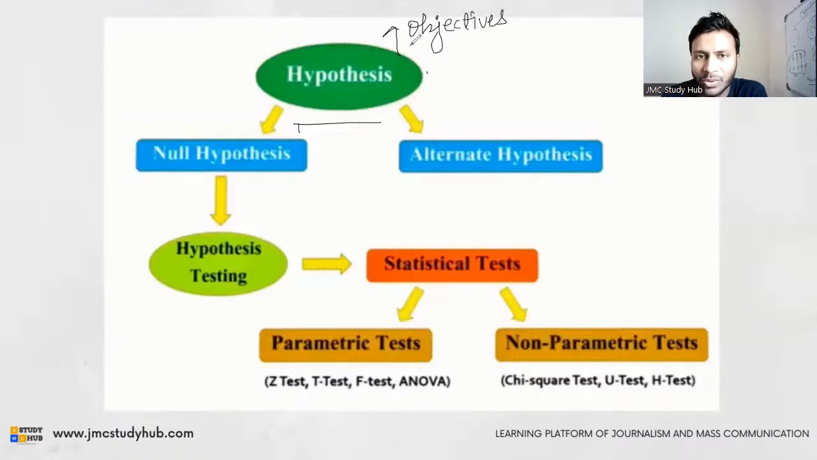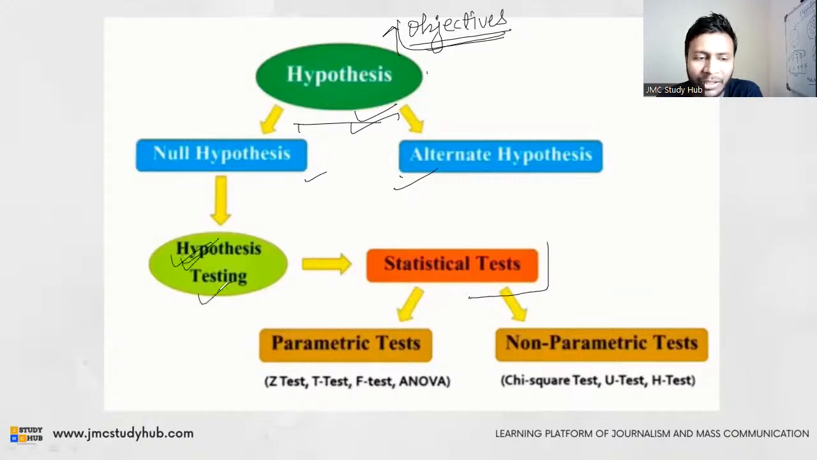Very good. So according to the objectives, we make the hypothesis, and the hypothesis is of two types, that is null hypothesis and alternative hypothesis. In the study, we take either of these two. Either we test the null hypothesis or the alternative hypothesis. In the null hypothesis, we apply the test. There is very little use of the test in the alternative.